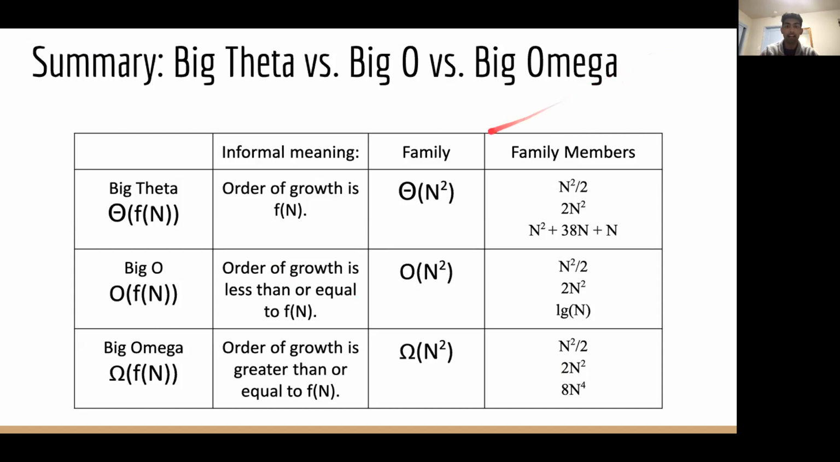So if we look at some families, if I have some function that runs in theta of n squared, here are some possible functions that could run in theta of n squared. We have n squared over 2, 2n squared, and n squared plus 38n plus n. If I have some function that runs in big O of n squared, some possible functions are n squared over 2, 2n squared, and log n. Note all of these functions are less than or equal to n squared, right? Similarly, if I have n squared over 2, 2n squared, 8n squared, or 8n to the fourth, we can say these all are omega of n squared.